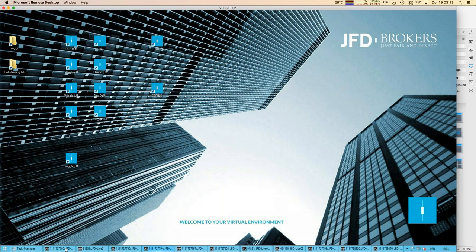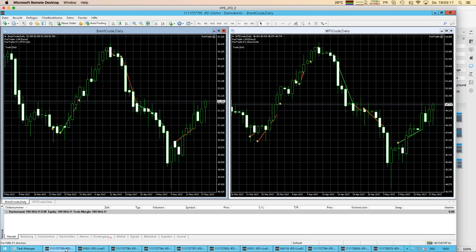But we have here the first one, which was the pair trading on the two oils, Brent and WTI. Right now we don't have a trade running, but we are in the profit region. We have earned up to now 64 euros. So that's good, the strategy works well.